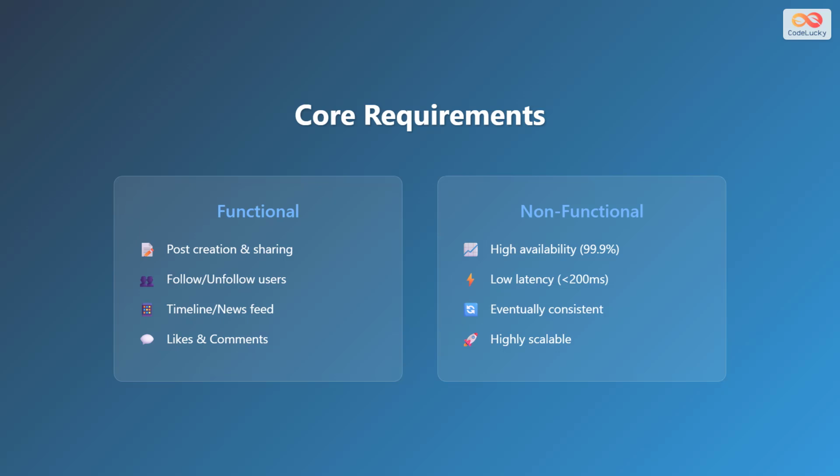From a non-functional perspective, we require high availability, aiming for 99.9% uptime. This means the platform is accessible nearly all the time. Low latency, less than 200 milliseconds, to ensure a smooth user experience. Eventually consistent data. While immediate consistency is ideal, it is acceptable for data to be consistent across the system after a short delay. Highly scalable system, capable of handling growth in users and data without performance degradation.